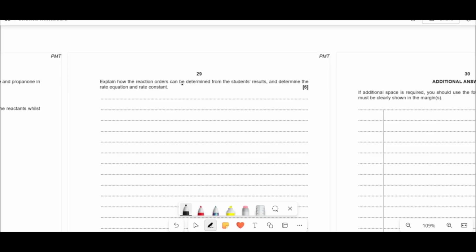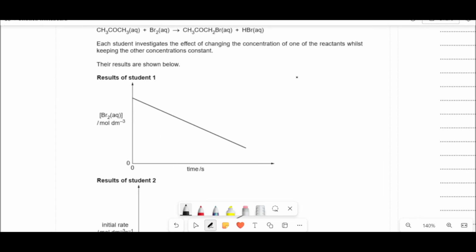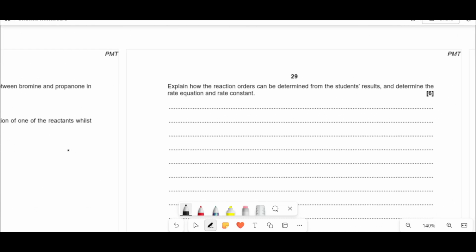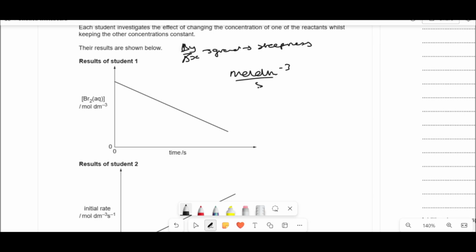So we need to look at each piece of data one by one. We don't just jump in and look at everything left and right. We're going to do it bit by bit. If we look at student 1's results, let's look at that graph first. They've told you on the y-axis it's moles per decimeter cubed. When you work out the gradient, you're doing the difference in y over the difference in x. And remember, gradient is the same as just saying the word steepness. Now, if we're dividing the change in y over the change in x, we're dividing their units, which gives you mol dm^-3 s^-1.